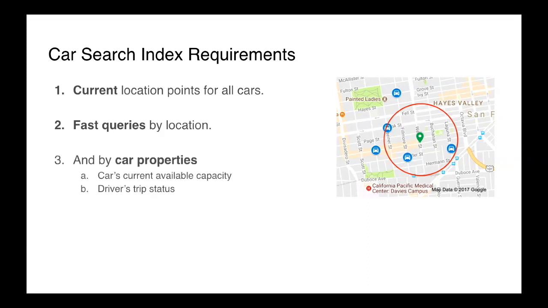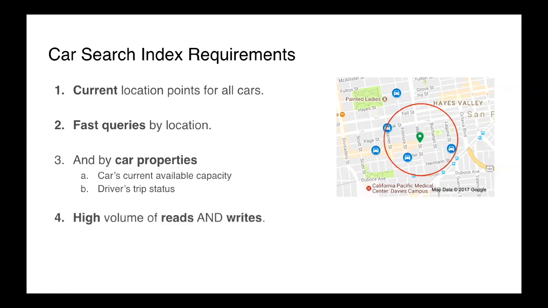Third, I'm mostly focusing on location, but I wanted to point out we do have to be able to filter by other properties of the car. So properties like how many people are currently in the car, where the car might be going, and what the status of the driver is. One example of why that's important is if you're dispatching an Uber Pool trip, you need to know how many seats are open in the car, because you can't put 2 people in a car that only has 1 seat open. So we have to be able to filter by criteria like that as well.